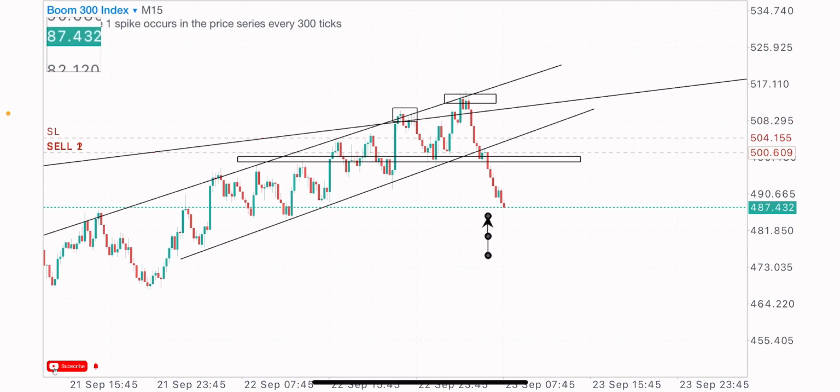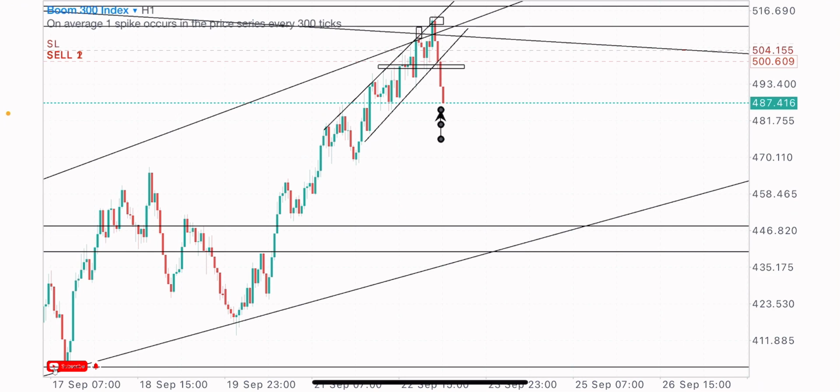My first TP level is at this point. Basically, my first TP level identified on the 1 hour time frame, first TP level at this point, long-term sells on boom channel index. So that's why I took the sell trade on this index.